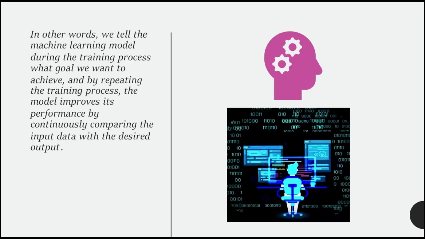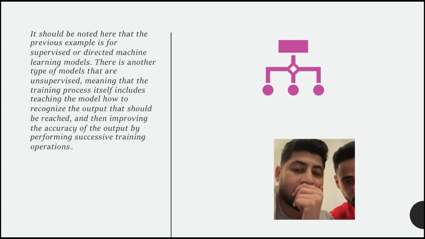In other words, we tell the machine learning model during the training process about the goal we aspire to achieve, and by repeating the training process, the model improves its performance by continuously comparing the input data with the desired output. It should be noted here that the previous example is for supervised or direct machine learning models. There is another type of models that are unsupervised learning, meaning that the training process itself includes teaching the model how to recognize the output that should be reached, and then improving the accuracy of the output through successive training operations.